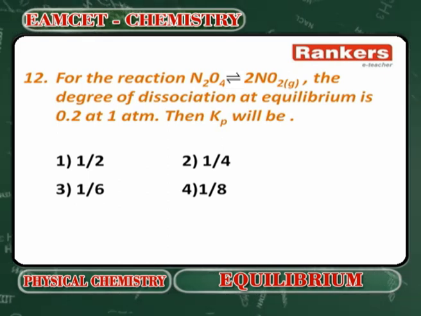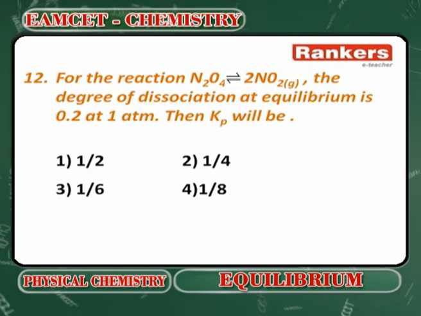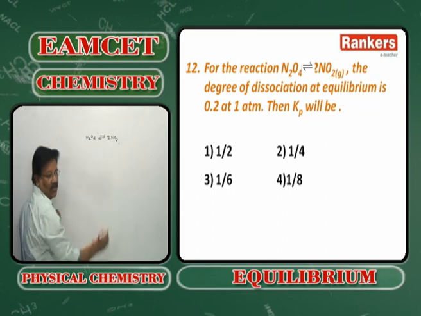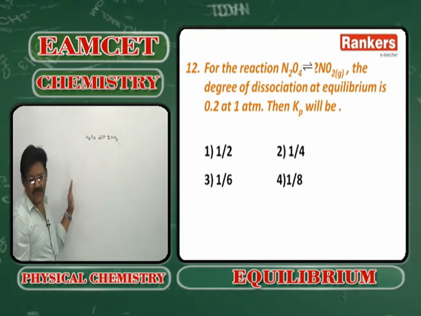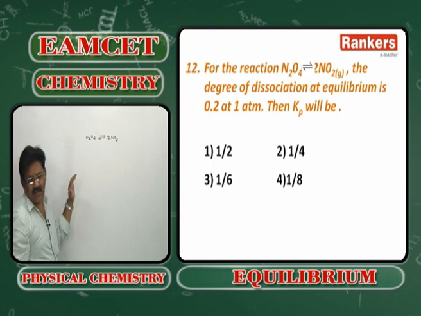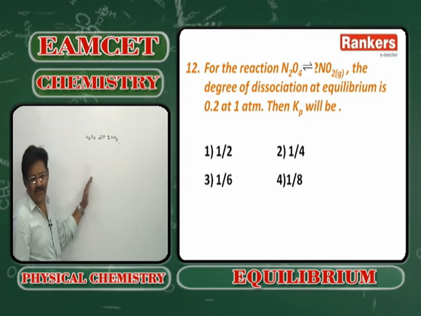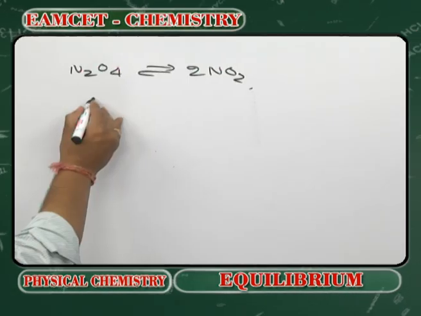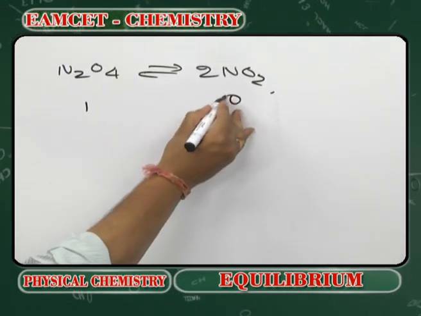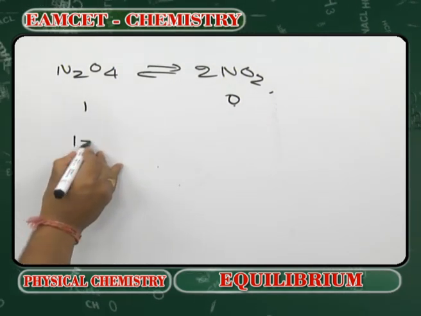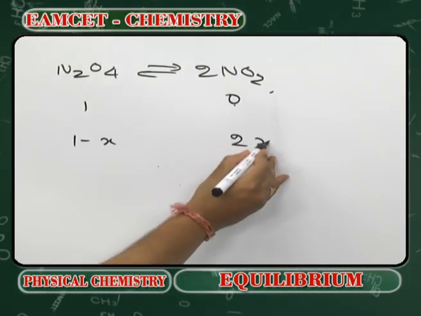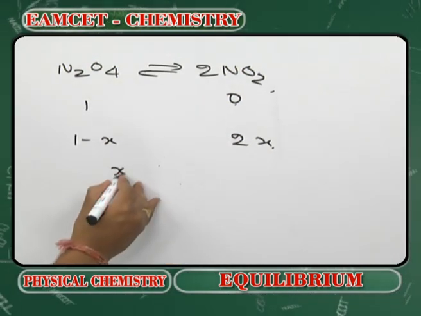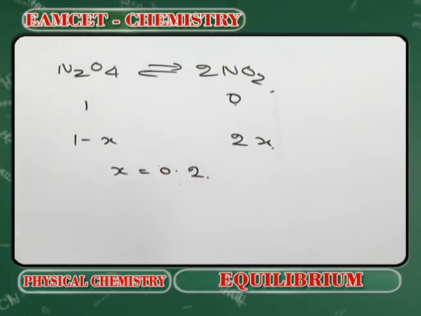N2O4 gives rise to 2NO2. The degree of dissociation at equilibrium is 0.2 at 1 atmosphere. Then Kp will be, let the initial concentration be 1, this is 0. At equilibrium, this will be 1 minus x, this will be 2x, but x is equal to 0.2.